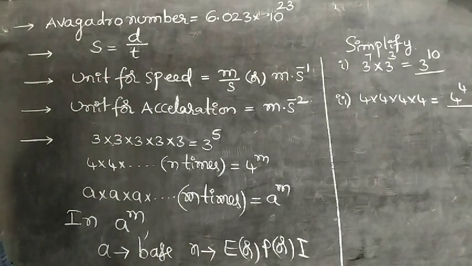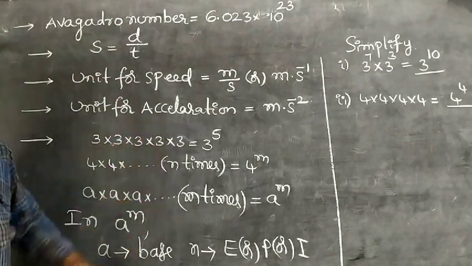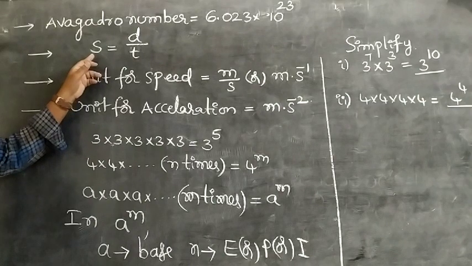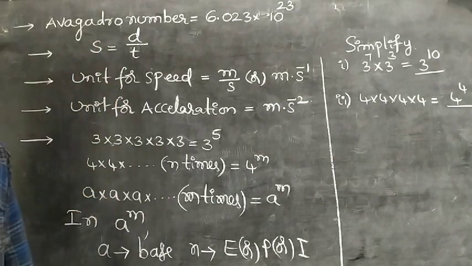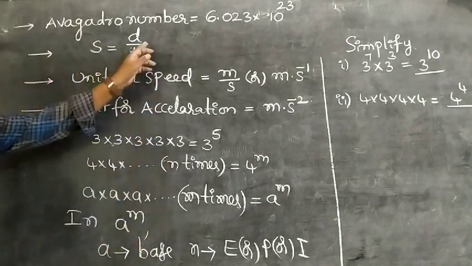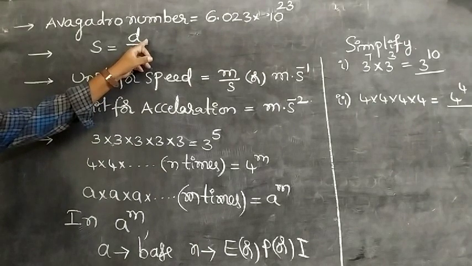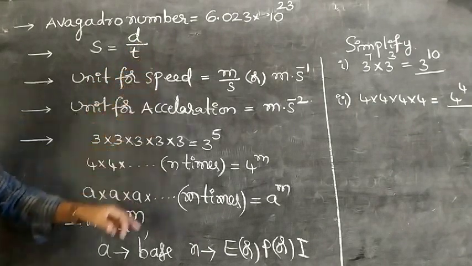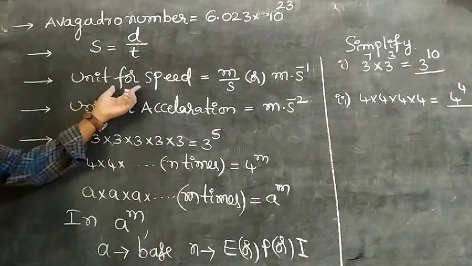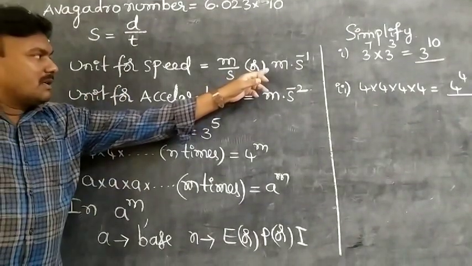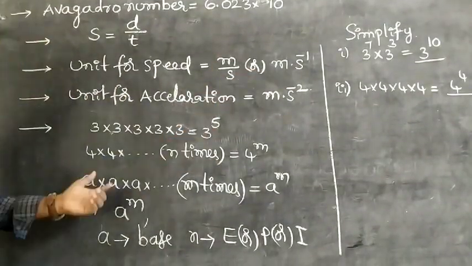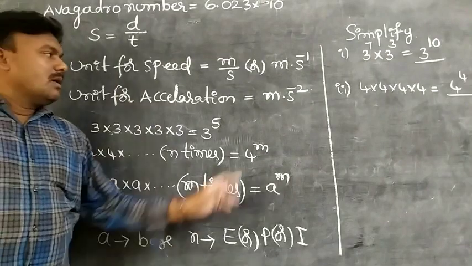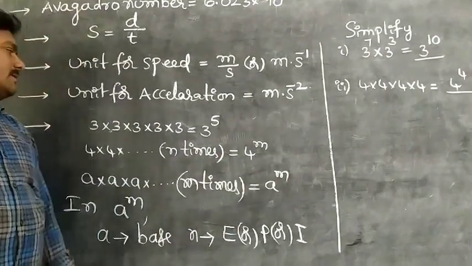It is also applied in physical science. We know that speed equals distance by time. Distance can be expressed in meters and time in seconds. Then the unit for speed is meter per second and the unit for acceleration is meter per second square.